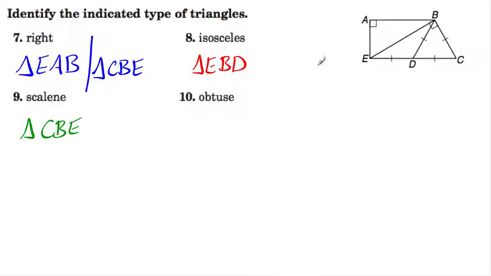And then obtuse, we have to look for an obtuse angle. Actually there we can see it. So that would be 1, so triangle EDB. So you can see that sometimes we can have triangles which are both isosceles and obtuse, and also right and scalene, because the classifications for sides, such as scalene and isosceles, can also overlap classifications for angles, such as right and obtuse.